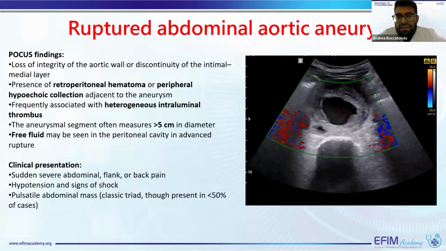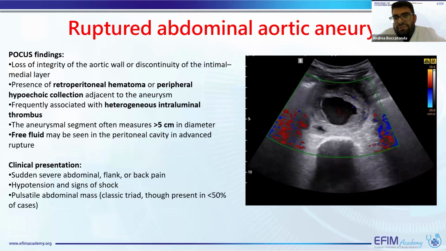In particular, we refer to this particular clinical situation of a ruptured abdominal aortic aneurysm that is characterized by a loss of the integrity of the aortic wall, in particular discontinuation of the intimal medial layer, and is almost suggestive of the presence of this anechoic space behind the aneurysm that represents the presence of retroperitoneal hematoma or a peripheral evacuated collection due to the rupture.